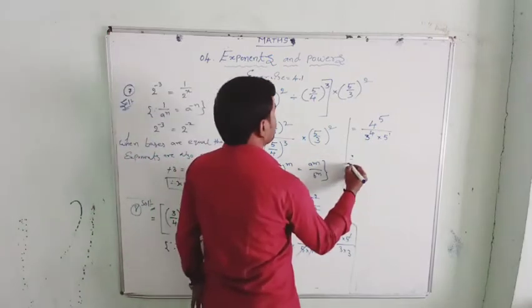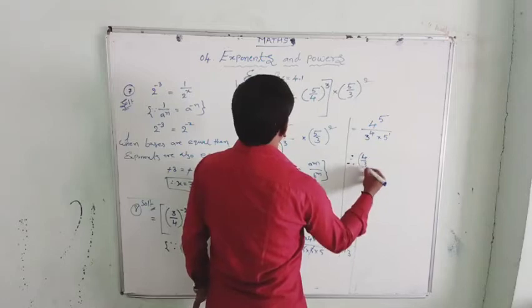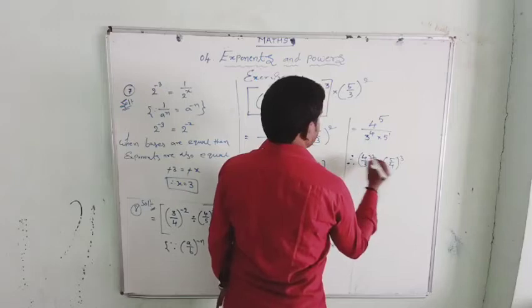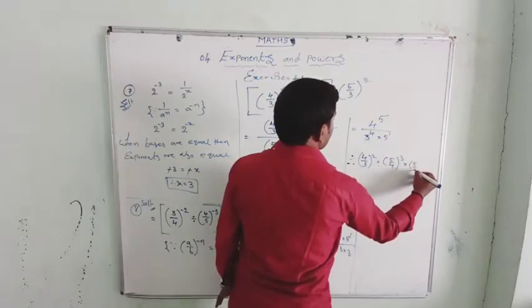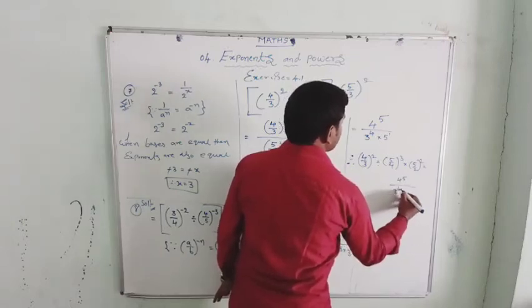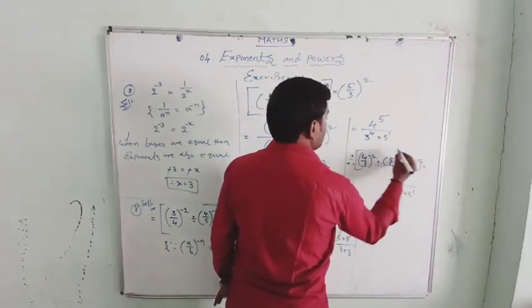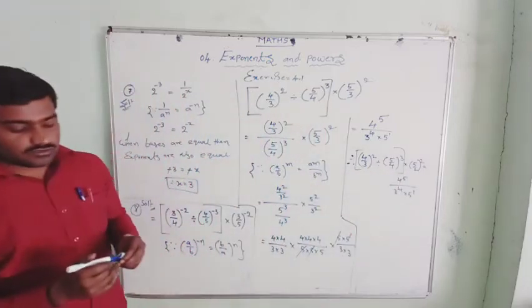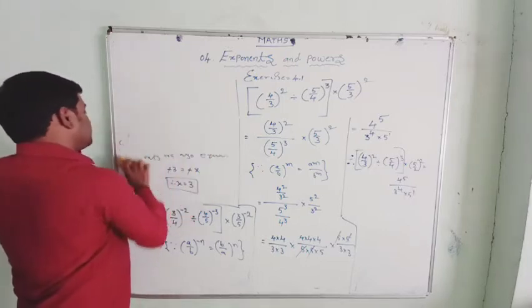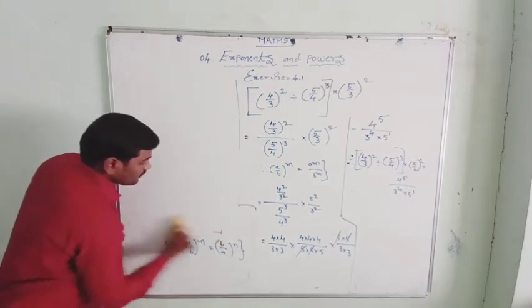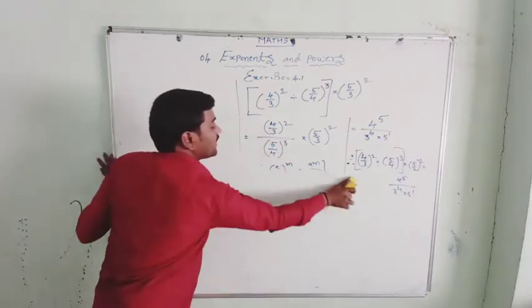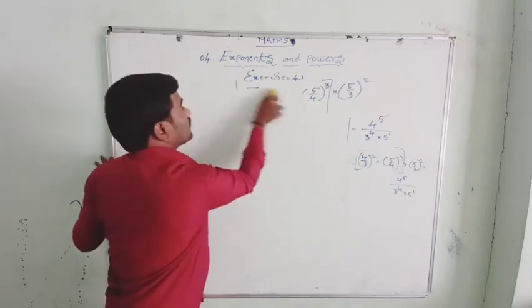Therefore you can write (4/3) whole to the power of 2 divided by (5/4) whole to the power of 3, into (5/3) whole to the power of 2, equal to 4 to the power of 5 by 3 to the power of 4 into 5 to the power of 1. So this will be the answer. So this is the 7th and 8th solution. There are 2 more problems, the 9th one and 10th one. In the 9th question, there are 4 internal questions. We'll solve that.